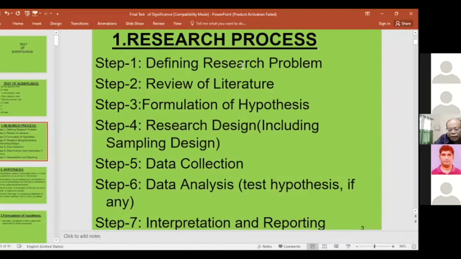But if your study is exploratory in nature, then a hypothesis is not needed. Then after data collection, you will be testing the hypothesis. Here in the 6th stage, my portion will be in the data analysis stage. You'll be doing the data analysis. There, if you have formulated any hypothesis, then you have to do the testing.